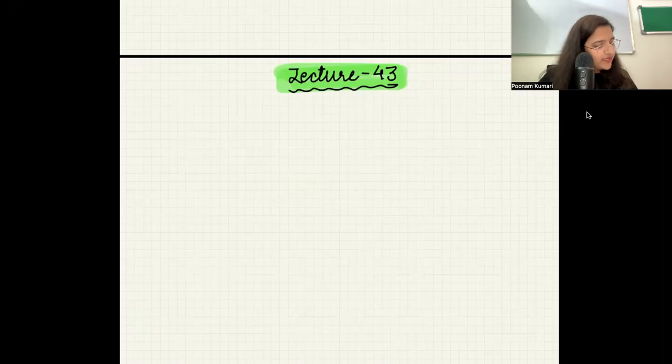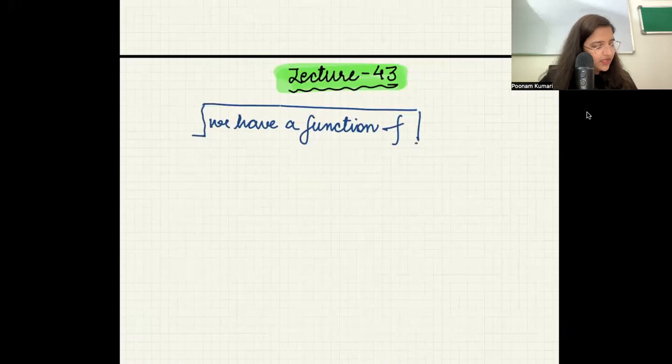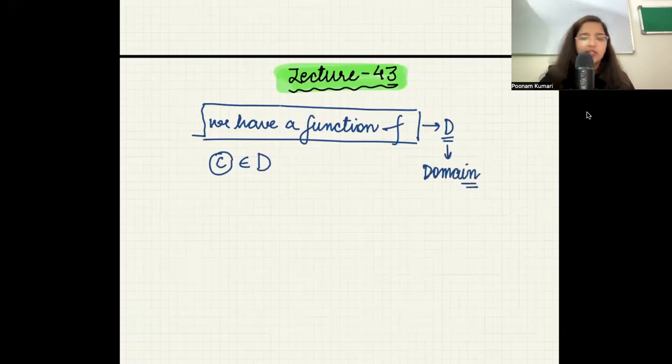Okay. So let's say you have a function f, and let's say there is a point c in the domain of this function. So this is the function which has a domain D. What is a domain? Set of all possible points that this function can take. Okay, so let's say I have a point c in the domain of this function.